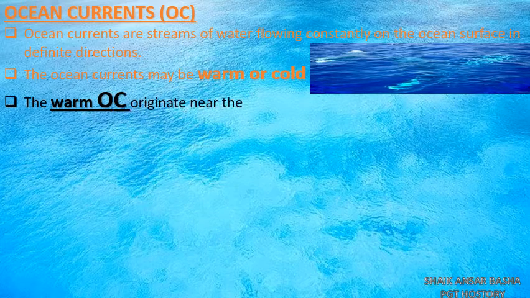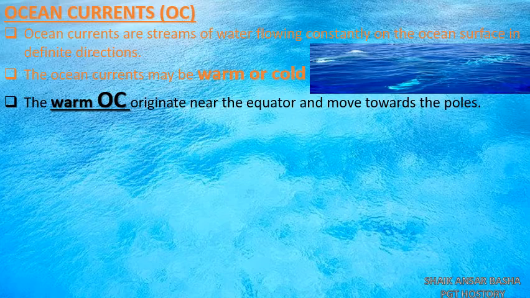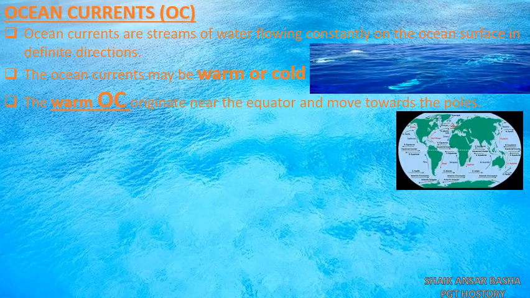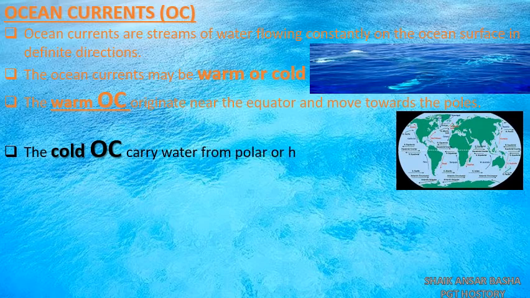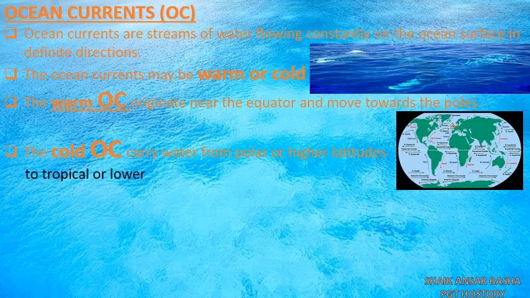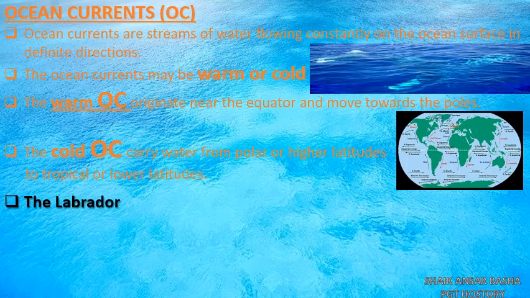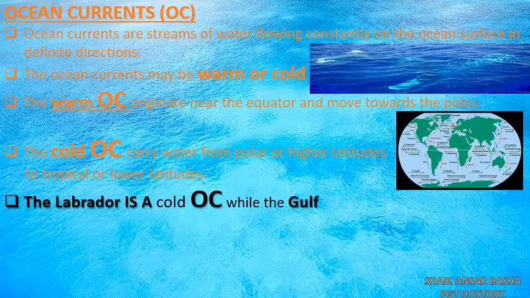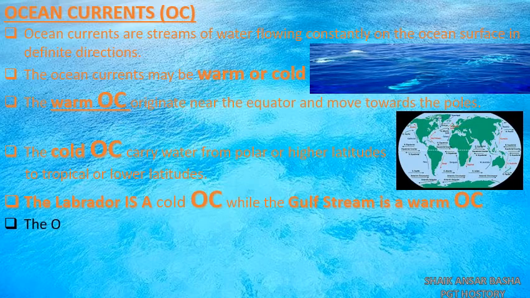The warm ocean currents originate near the equator and move towards the poles. The cold ocean currents originate from the polar or higher latitudes. They move towards tropical or lower latitudes. The Labrador is a cold ocean current, while the Gulf Stream is a warm ocean current.